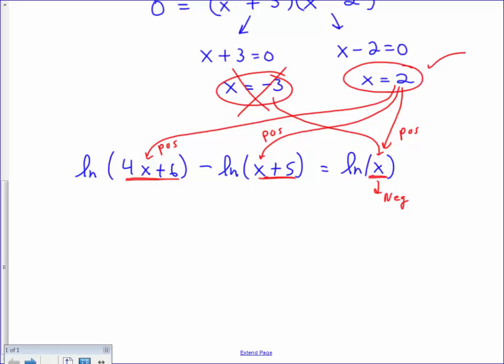If for some reason when I plug both values in, both of them result in negative arguments, then you would simply cross both of them out and say that there would be no solution.